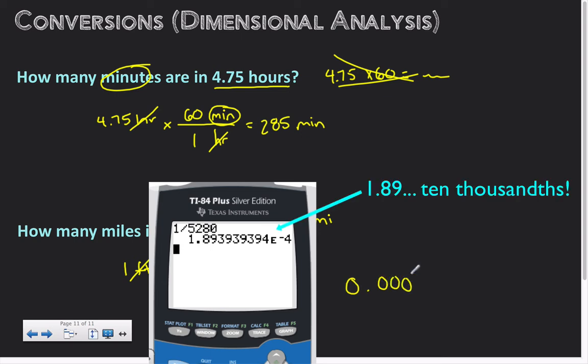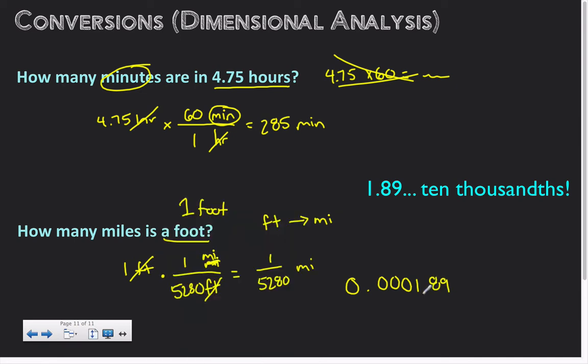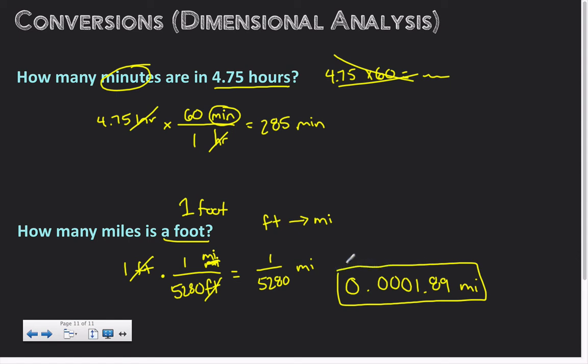0.000, and then I'd go ahead and start. So this is tenths, hundredths, thousandths, and we're talking about the number of 10,000ths, which the calculator said was 1.89. Okay, so the decimal point of course would not be here. It's just going to be 0.000189, and our units were miles. So this would be the decimal approximation of 1 divided by 5,280.